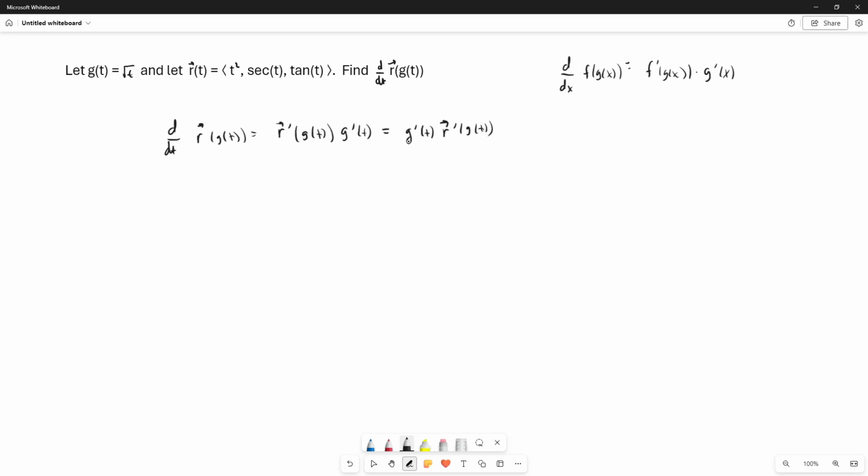So let's apply this formula in this situation where r is this vector here and g is the square root of t. So the derivative of r of g of t, we need r prime of t first. R prime of t is 2t, secant t tangent of t. We just take the derivative of each component, and then secant squared t. So that's r prime of t.